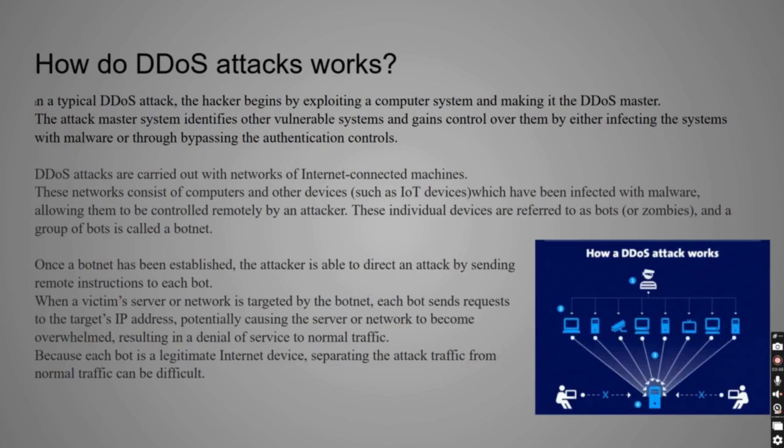So now, how do DDoS attacks work? A DDoS attack at the network layer is carried out using a botnet, which is a group of infected internet-connected devices, that is computers or IoT devices, etc., controlled remotely by an attacker. These infected devices, called bots or zombies, receive instructions from the attacker to send a massive amount of traffic to the target's IP address. As a result, the target's server or network gets overwhelmed, leading to slowdown or complete denial of service for the traffic.